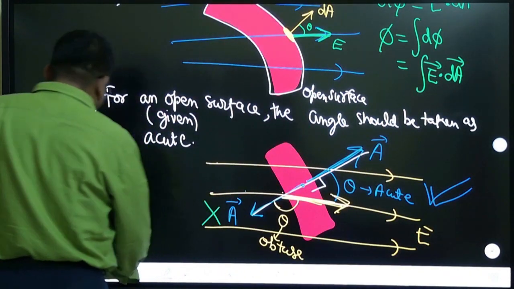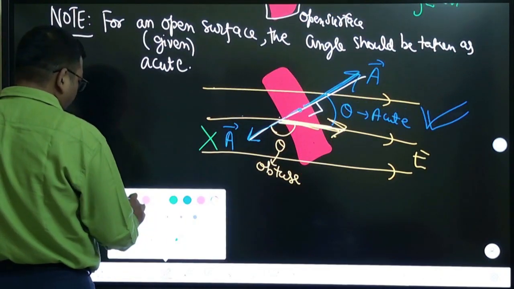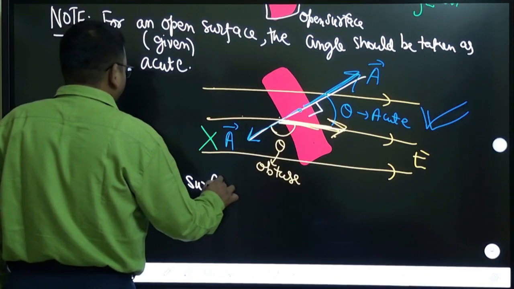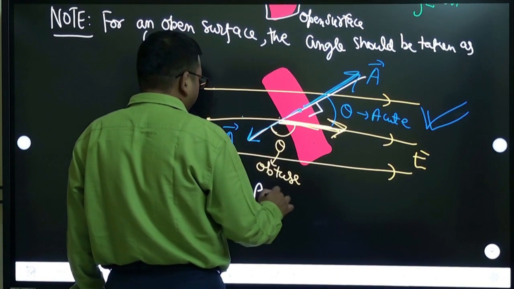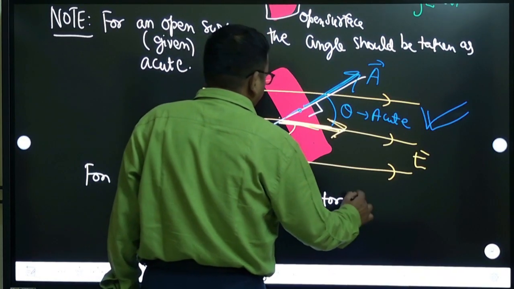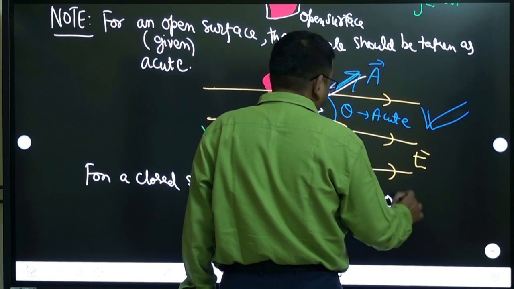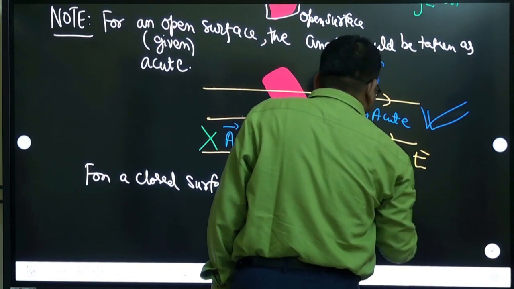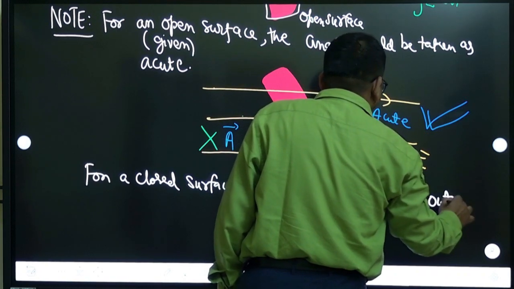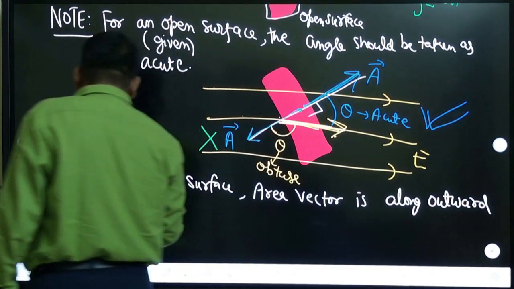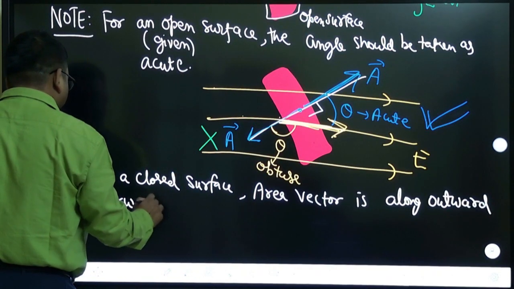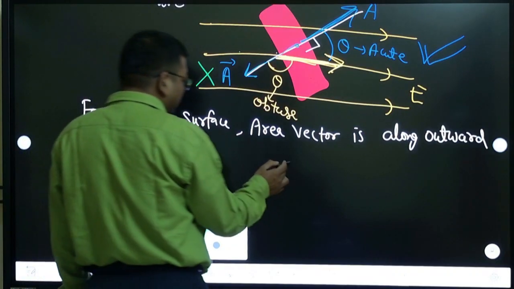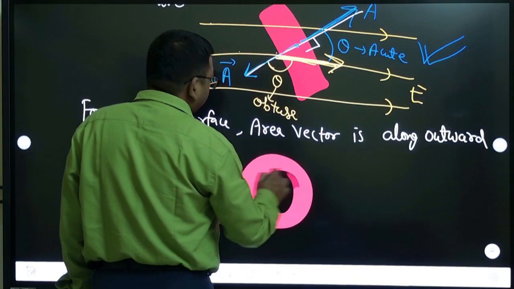How? Let's understand that. For a closed surface, the normal area vector is along the outward normal. What does this outward normal mean now? Suppose, for example, I take a closed surface. Closed surface means I take a sphere. Let us say I take a sphere now.